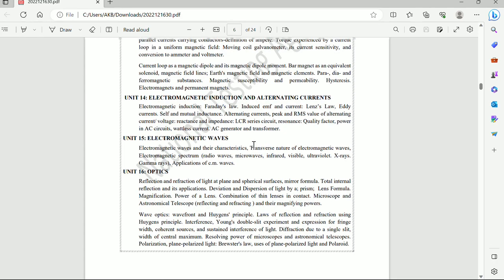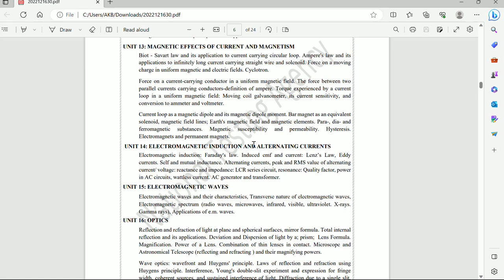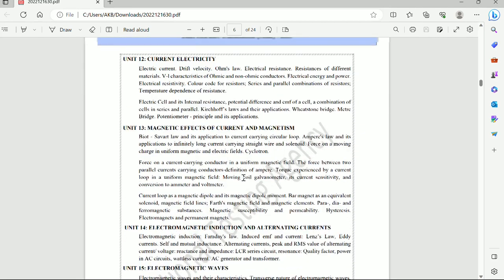Unit 14 is electromagnetic induction and alternating currents, like Faraday's law, induced EMF and current, Lenz's law, eddy currents, self and mutual inductance, alternating currents, peak and RMS value of alternating currents, etc. Before that, the magnetic effect of current and magnetism, like the Biot-Savart law and its application to a current-carrying circular loop, like a current loop as a magnetic dipole.